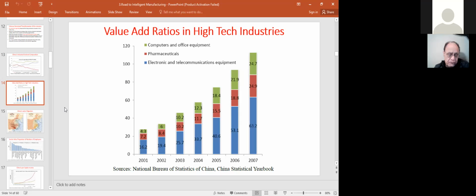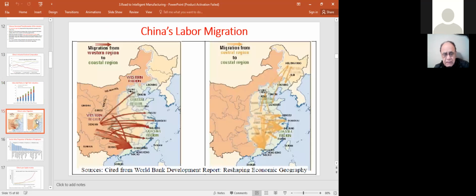As a result of this TVE's strategy, as you see, China's population has moved. It's moved from the western and mid-western areas to eastern areas. From this map on the left, you can see how the population movement has taken place. And on the right hand side, as you see, the migration from the central region to the coastal region.